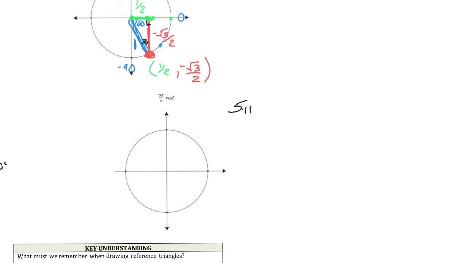I think that's a 5 pi over 6. It's very small. It might be a 3. Oh, my bad. I want to turn it into degrees. So 5 times 180 divided by 6. Actually, 180 divided by 6 is 30. 5 times 30 is 150.